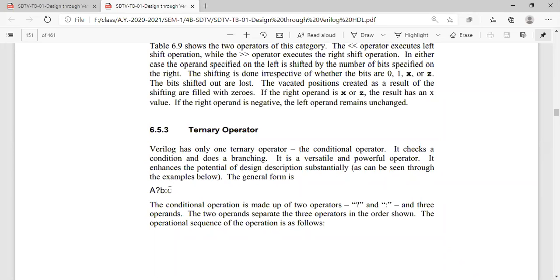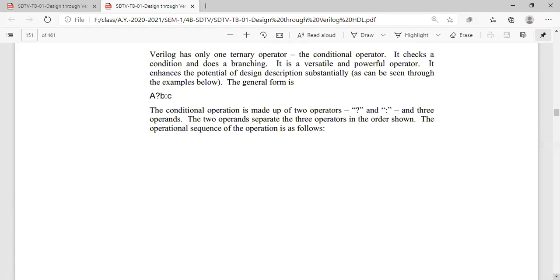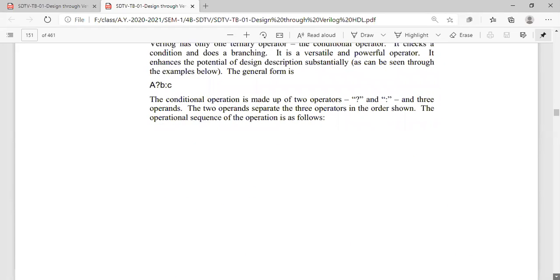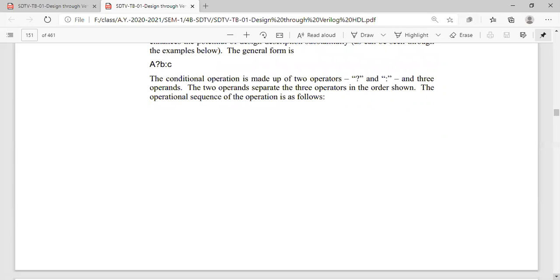So here we are using the operators question mark and the colon. We can't say this is a colon, this is a semicolon. We can say this is colon only. The conditional. You can see these conditional operators here.